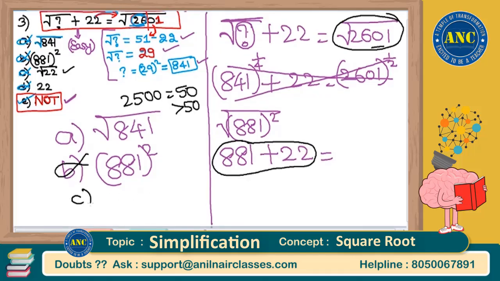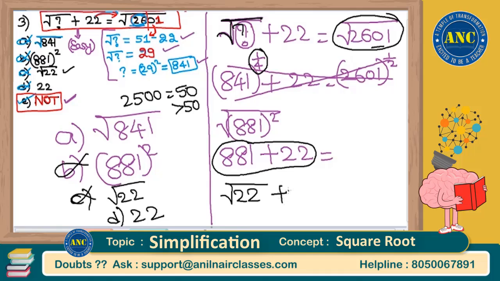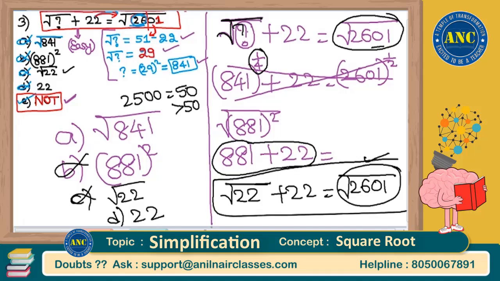Third option is root 22. Again it will become power 1 by 4. That cannot be the answer. Fourth option is only 22. Now square root of 22 on the left hand side is not a perfect square, but the right hand side, root of 2601, is a perfect square. Left hand side is a non-perfect square, right hand side is a perfect square. It cannot be a valid case.